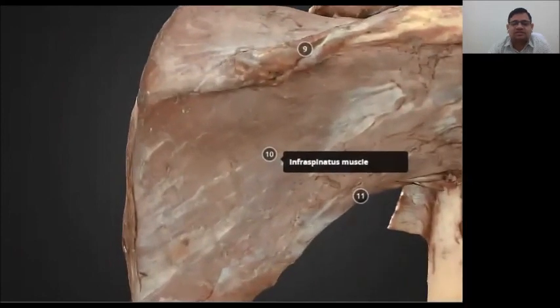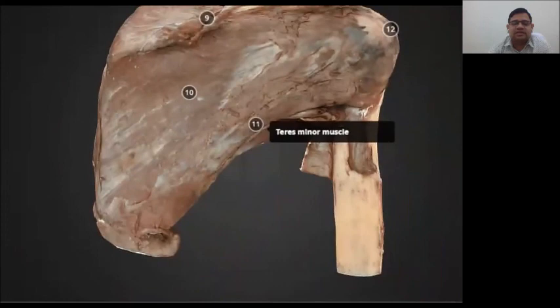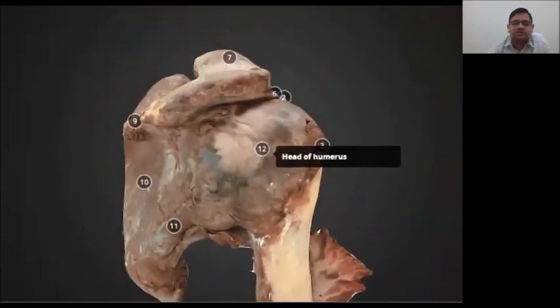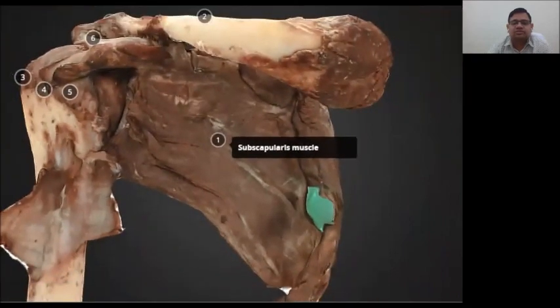So this is the infraspinatus muscle, which is present in the infraspinous fossa. This is the teres minor muscle, which is present on the lateral border. So here you can see the head of the humerus, which is going to take part in formation of the joint. So this particular model, I think, gives you a little bit of a hint about the anatomy of the shoulder joint. Thank you.